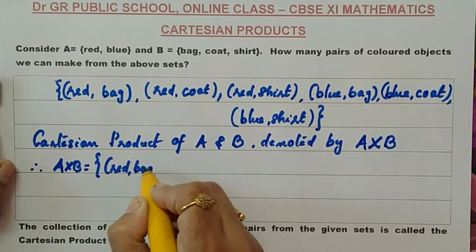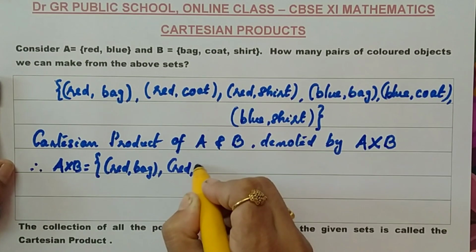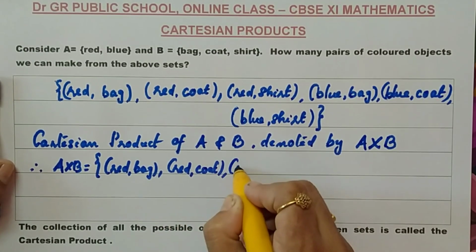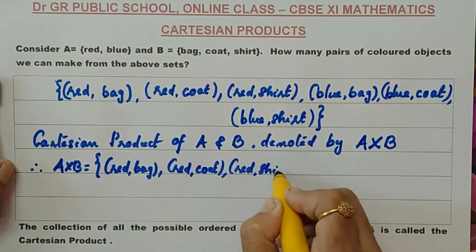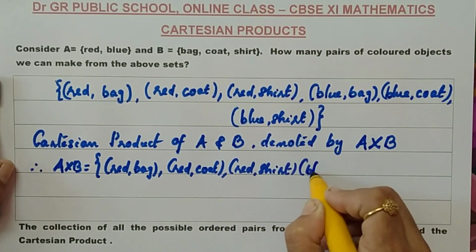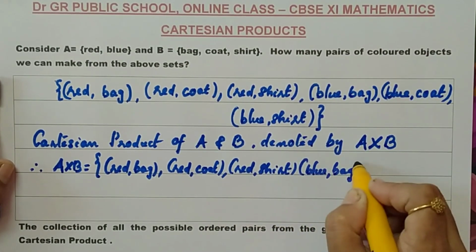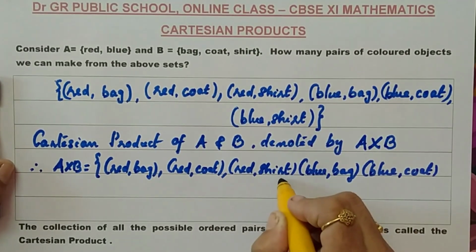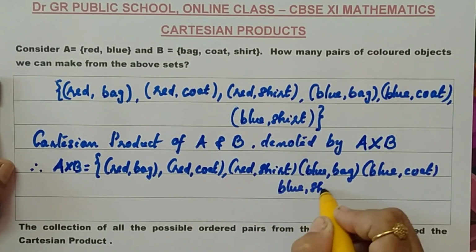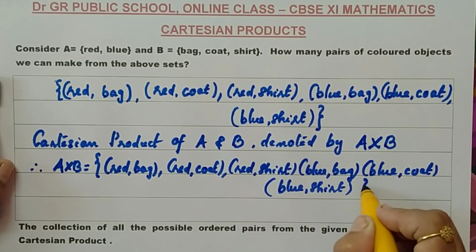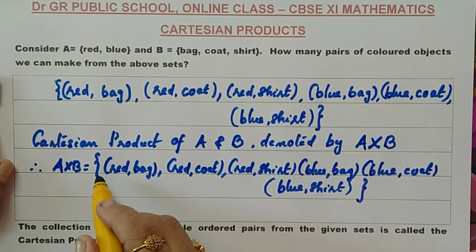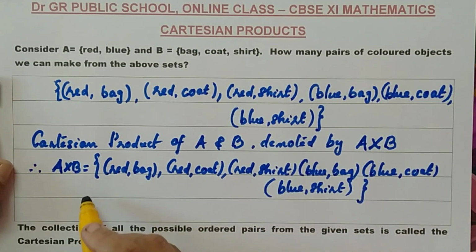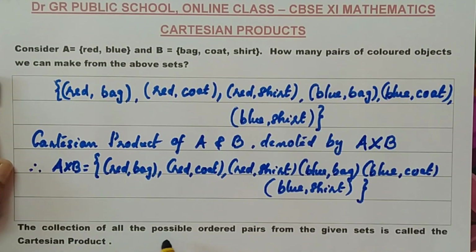That is red bag, red coat, red shirt. These are all possible ordered pairs. Then blue bag, blue coat, and blue shirt. The collection of all these ordered pairs together is called the Cartesian product, denoted by A cross B. So, the collection of all possible ordered pairs from the given sets is called the Cartesian product.